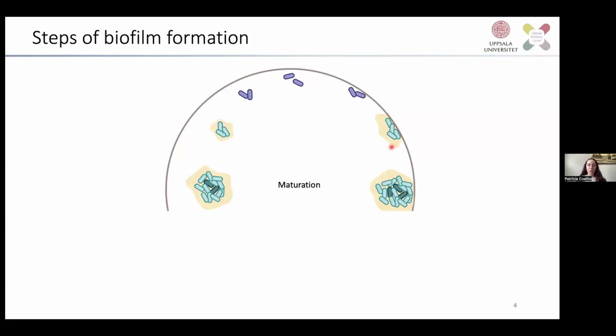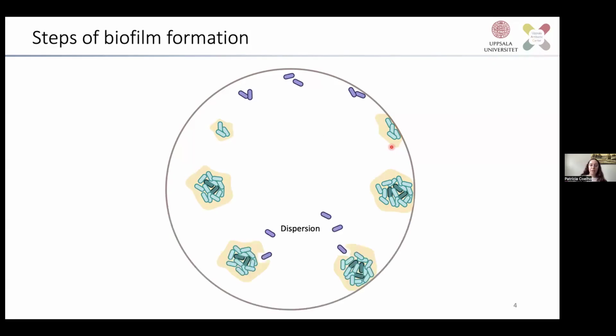Then the biofilm grows, bacteria multiply, and there's the emergence of different subpopulations within the biofilm. And this we call the maturation step. And finally, we have the dispersion. So there can either be dispersion of free cells that will colonize other places, or there can also be release of chunks of the biofilm to continue biofilm growth somewhere else.